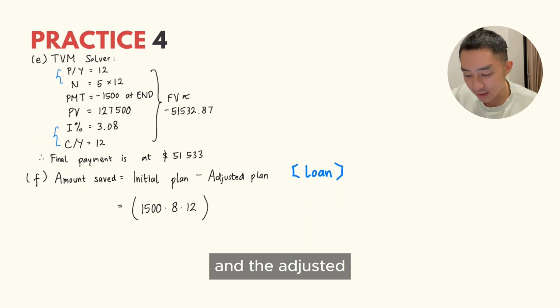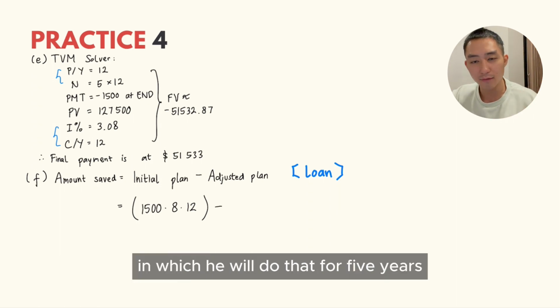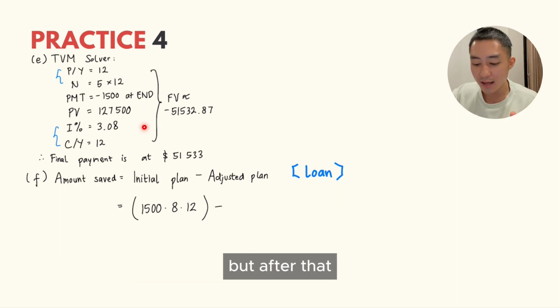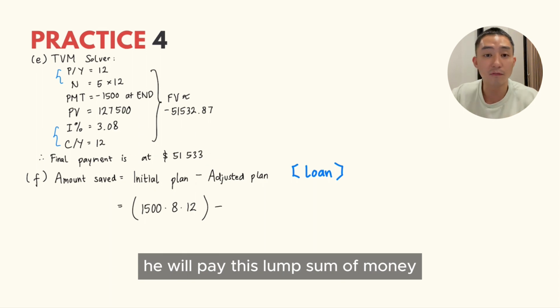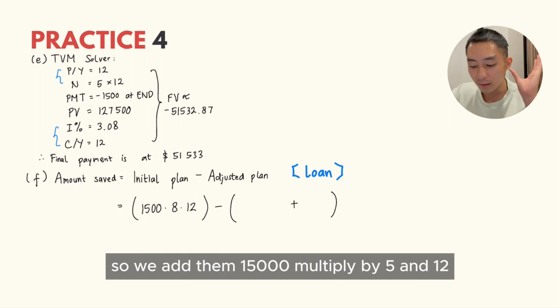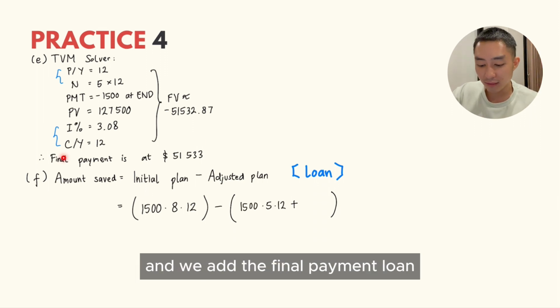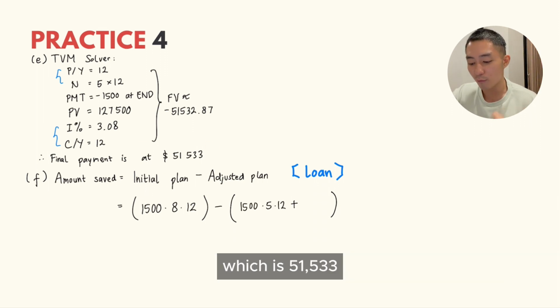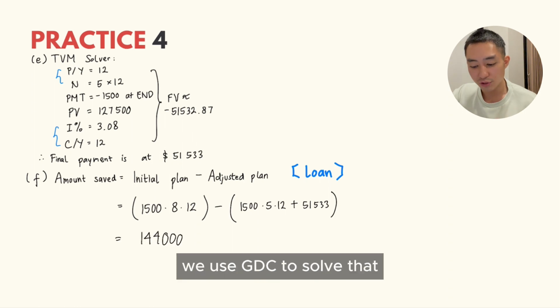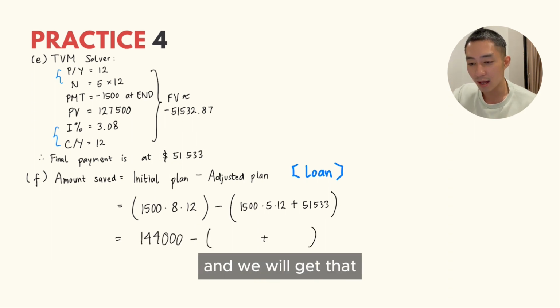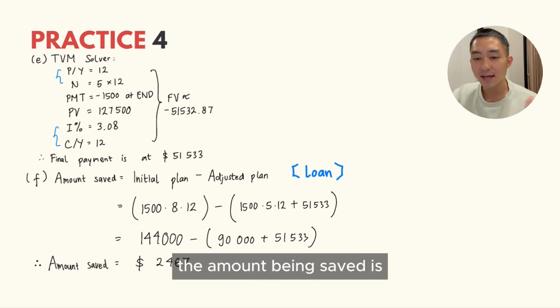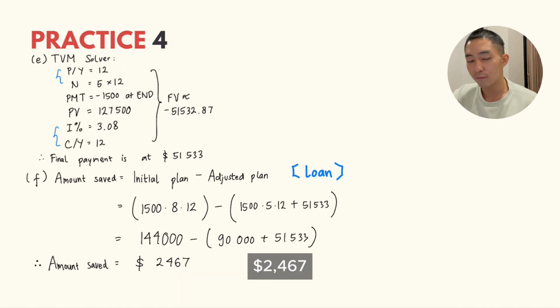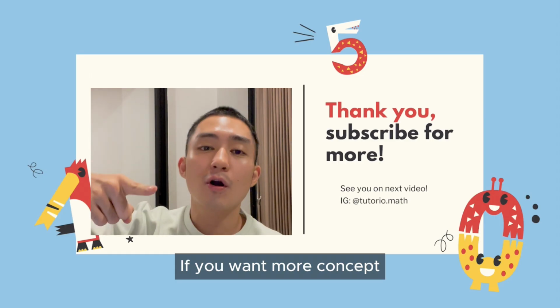And then they adjusted it so that he will do that for 5 years, but after that, he will pay this lump sum of money. So we add them: 1500 multiplied by 5 and 12, and we add the final payment of the loan, which is 51533. We use the GDC to solve that, and we will get that the amount being saved is $2,467.